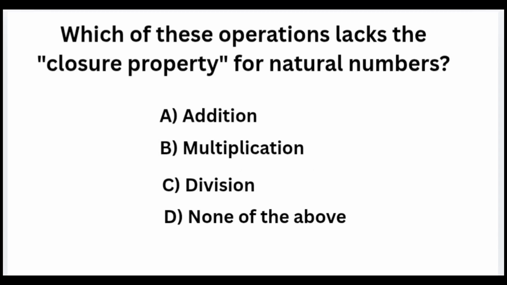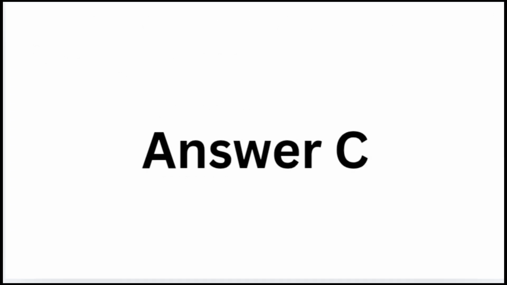Question number 7. Which of these operations lacks the closure property for natural numbers? A. Addition. B. Multiplication. C. Division. D. None of the above. The correct answer is C. Division.